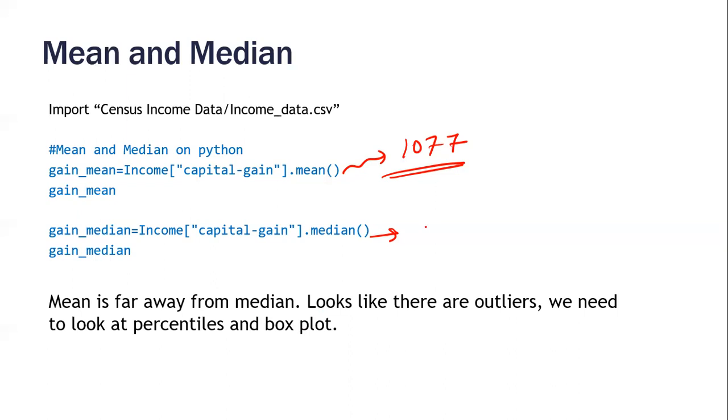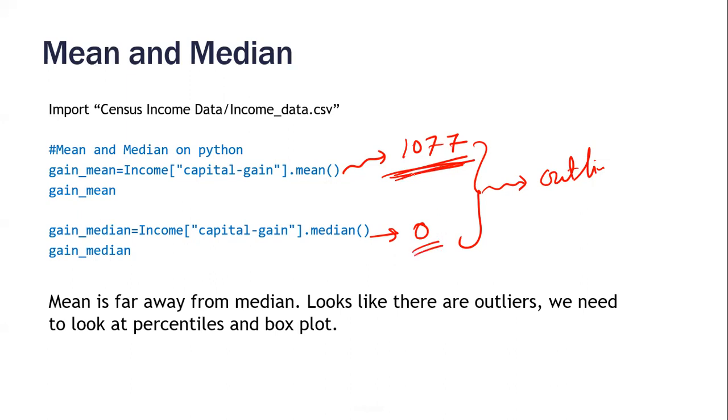The median value is how much? 0. Mean capital gain is 1000. Median capital gain is 0. As a data scientist, what do you infer from here? What is this trying to tell you? There may be presence of outliers for sure. Maybe negative values are there. That is another inference we can make.